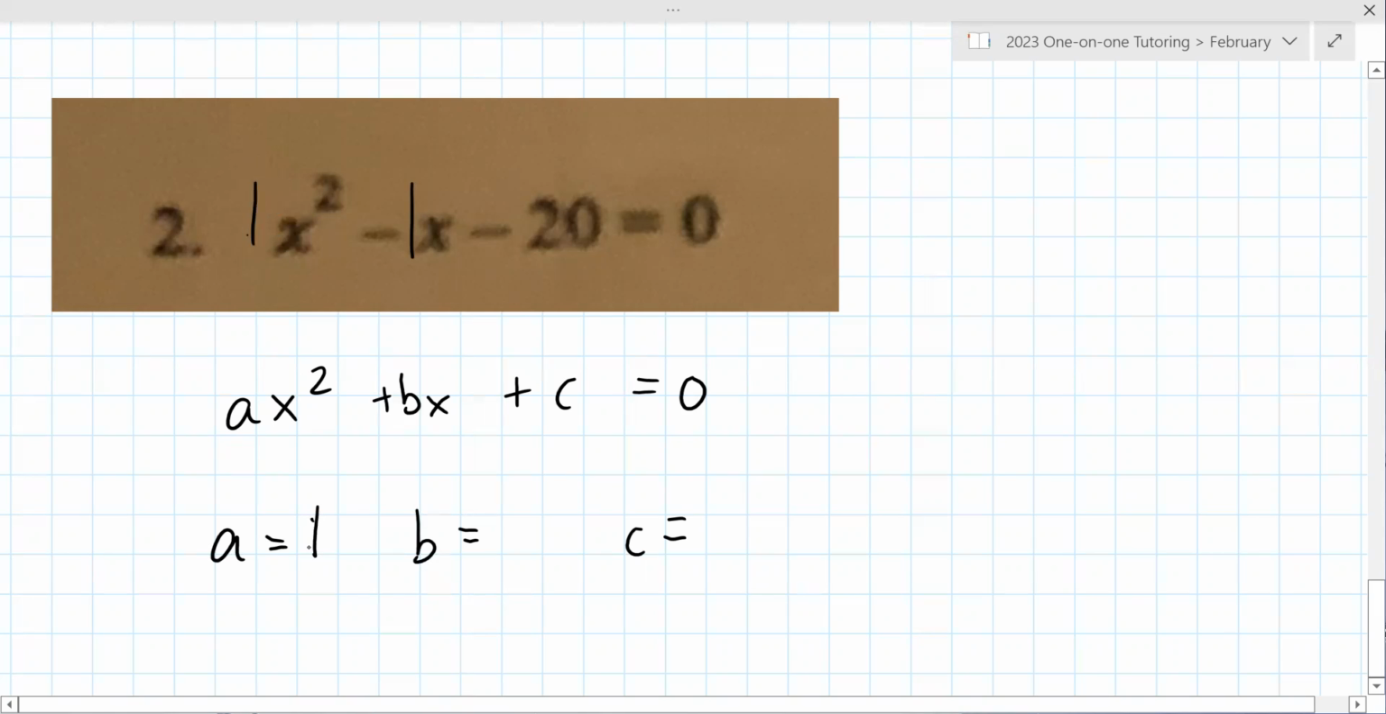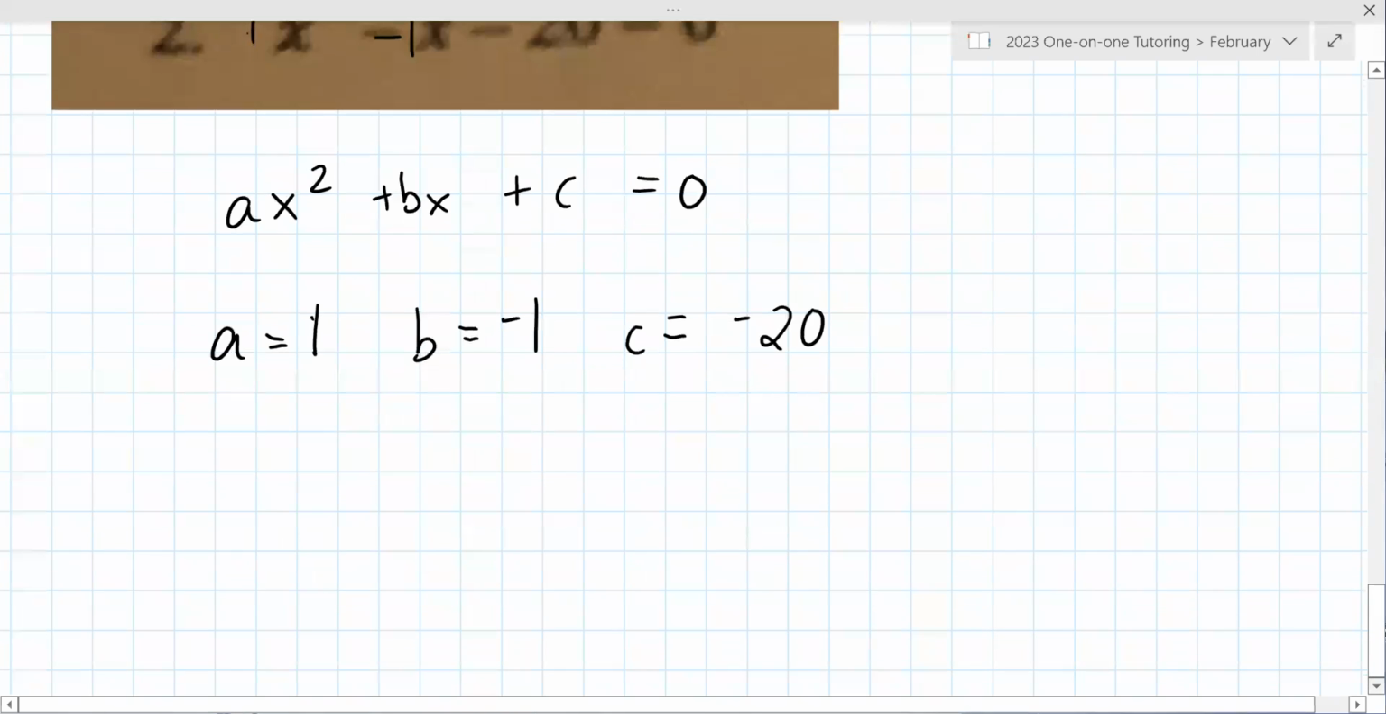With B, it illustrates the point even more. It's really minus 1 that's in front of x. B is the number in front of x. So it's negative 1. And C is the other number, negative 20. The sign goes with it. The operator goes with it. Negative 20.